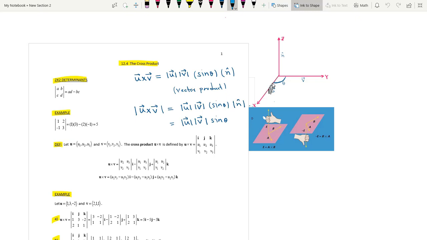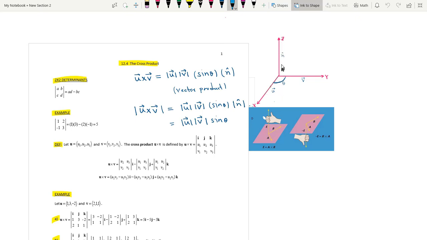You can think in three dimensions. If u goes along the x-axis and v goes along the y-axis, then n will go along the z-axis, because the z-axis is perpendicular to the xy plane. That means perpendicular to both u and v. Now u and v can be anywhere on the xy plane. Now n can go either upward or downward.